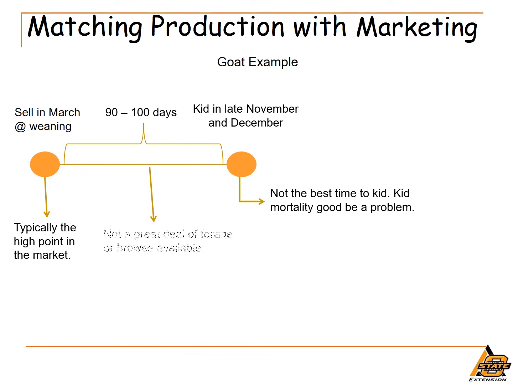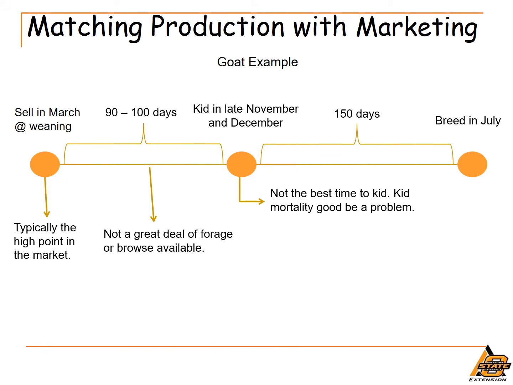And also another issue is that during that time frame from November, December till March, there's not a great deal of forage or browse available for those animals to eat. So therefore, all the nutrition that those animals are needing, we're going to have to feed to them out of a bag or out of a hay bale. We back up from that kidding date, back up 150 days from gestation. That means we're going to breed in July. The issue we have with breeding in July is conception rates may not be the highest. Goats are short-day breeders, and therefore conception rates may not be the best.